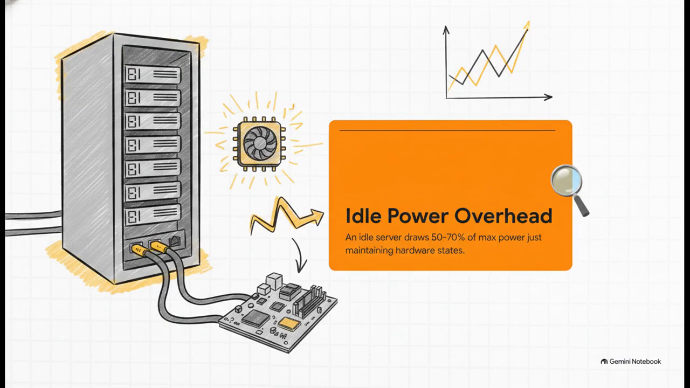It is entirely because of idle power overhead. A server doesn't just magically scale its power down to 10% because its CPU is at 10%. In reality, 50 to 70% of its maximum power is drawn continuously, even when it's doing absolutely zero active processing. That baseline power is just sitting there maintaining the memory, the motherboard, and the network cards.